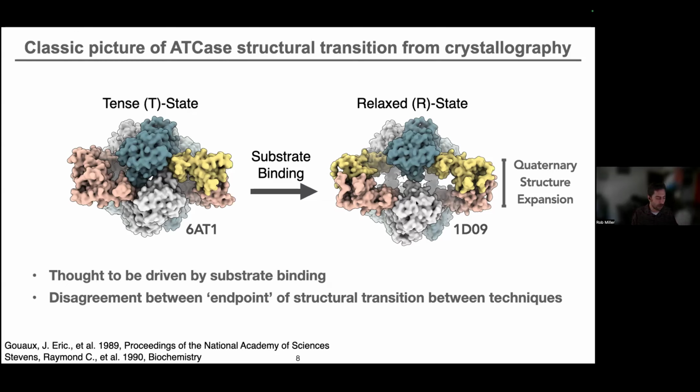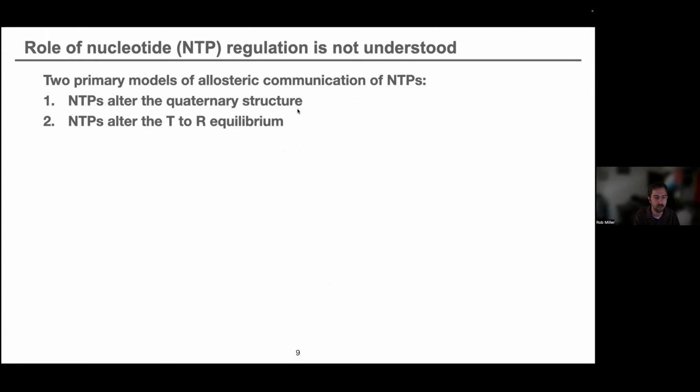But due to this large body of both biochemical and structural work, this naturally led researchers to propose two primary hypotheses of allosteric regulation. And the first was a relatively intuitive proposal, which is that as these allosteric nucleotides bind ATCase, they must be directly altering the structure and thereby communicating their regulatory effect.